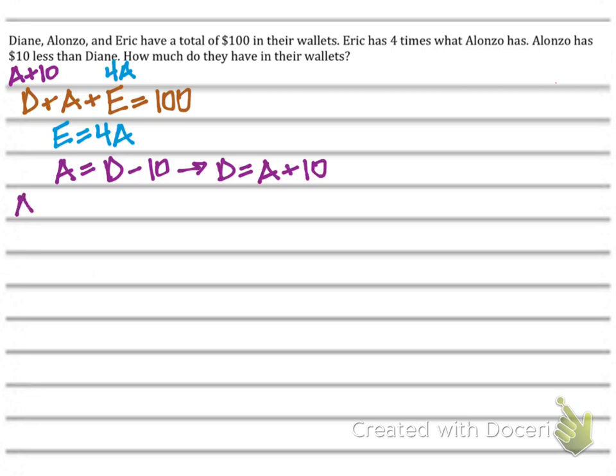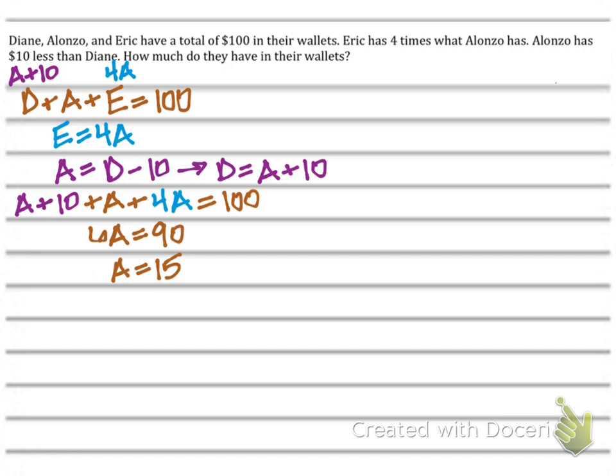So I'm going to have A plus 10 plus A plus 4A equals 100. So combining my like terms, I have 6 A's, right? And if I subtract 10 from both sides, I get 90. Dividing both sides by 6, A is 15. Then I can use that and go up to D, which is A plus 10, so 15 plus 10, so 25. And then E was 4A, which is 4 times 15, so 60.